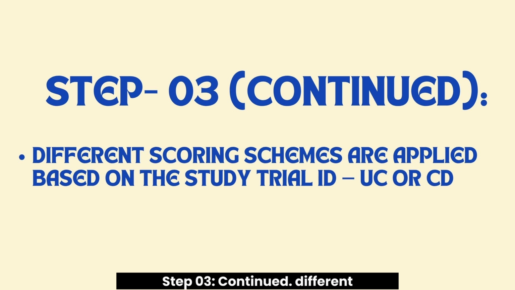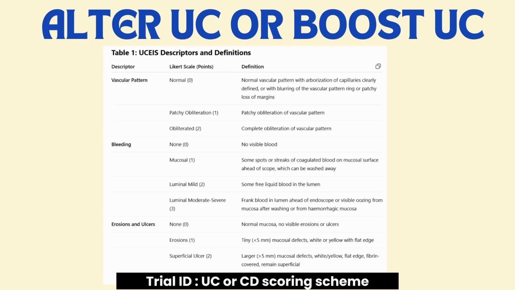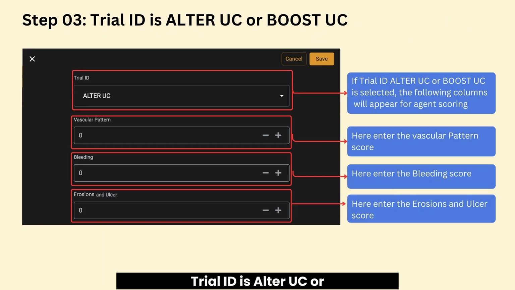Step 03, continued. Different scoring schemes are applied based on the study trial ID, UC or CD. Scoring scheme for Alter UC or Boost UC. If trial ID Alter UC or Boost UC is selected, the following columns will appear for agent scoring. Here enter the vascular pattern score. Here enter the bleeding score. Here enter the erosions and ulcer score.